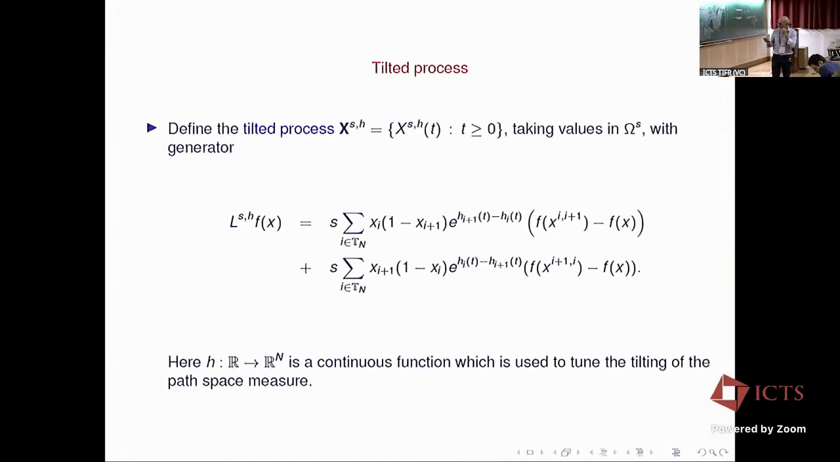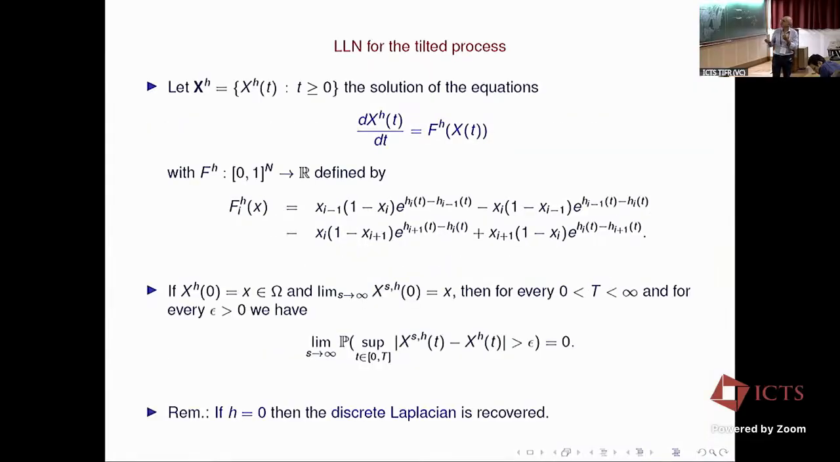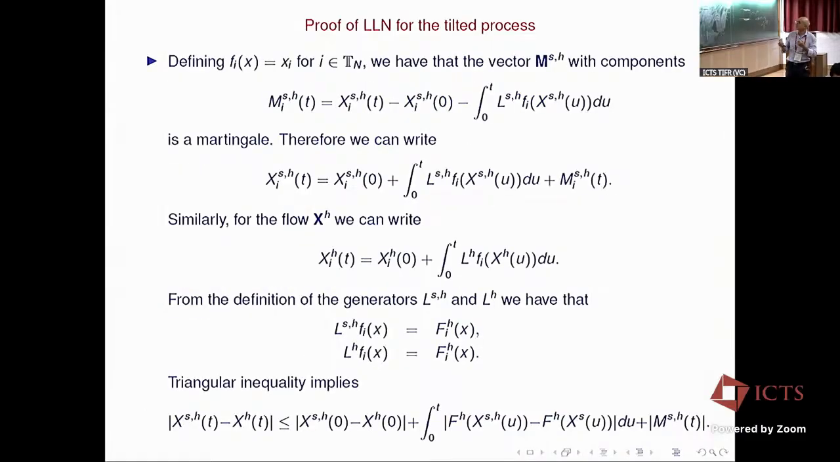Okay, maybe for the tilted process, we introduce this function h, which tilts the dynamics. And it is precisely chosen, this tilt h, so that the trajectories which are typical for the tilted dynamics are those satisfying this flow with this modified vector field f. When h is equal to 0, this disappears and we go back to the discrete Laplacian. Okay, so we have to prove that this is the typical behavior for the tilted dynamics.